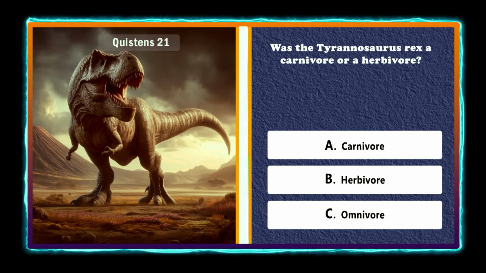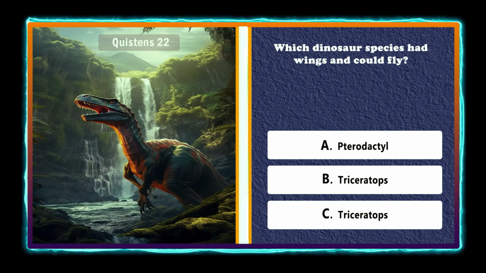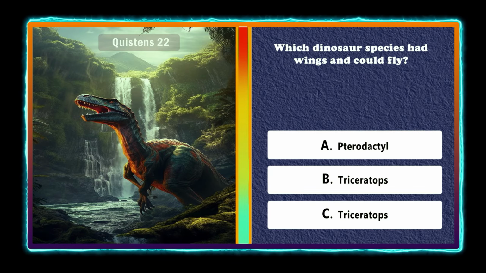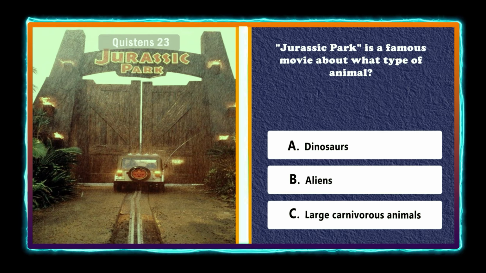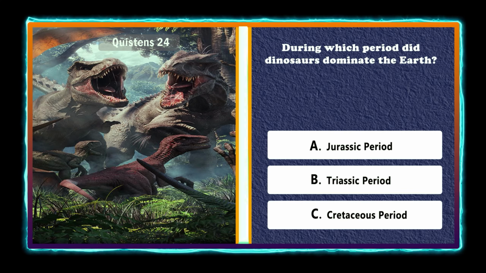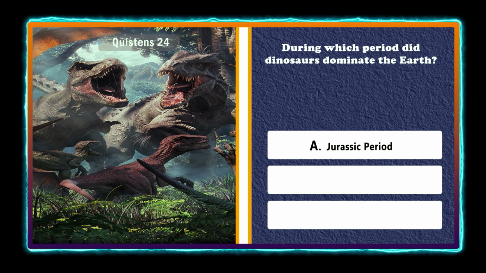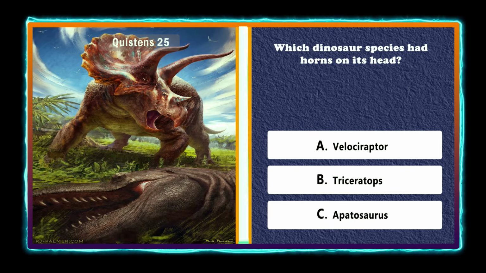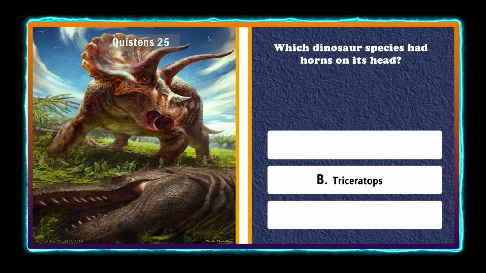Part 3, Dinosaurs Topic. Was the Tyrannosaurus Rex a carnivore or a herbivore? Carnivore. Which dinosaur species had wings and could fly? Pterodactyl. Jurassic Park is a famous movie about what type of animal? Dinosaur. During which period did dinosaurs dominate the Earth? Jurassic period. Which dinosaur species had horns on its head? Triceratops.